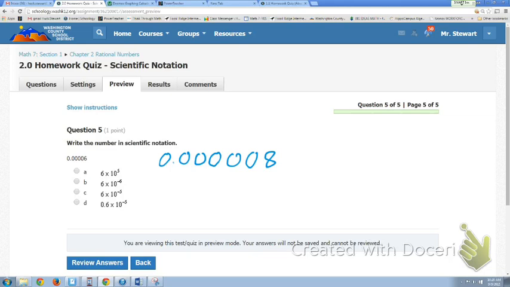Okay, so you're going to take this decimal, and we need to show a whole number between 1 and 10 times 10 to the something power. All right, that's kind of what we're looking at here. So we need to kind of get that decimal down there. So if you think about it, we can go 1, 2, 3, 4, 5, 6.